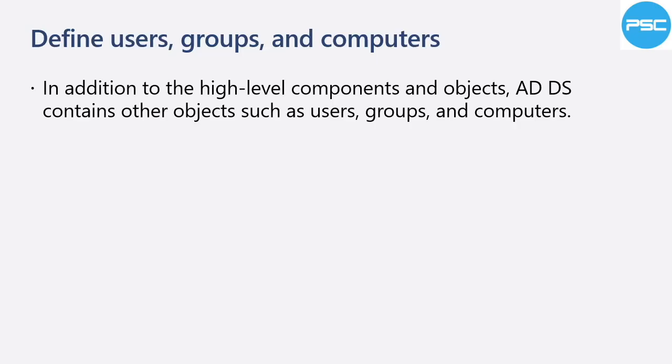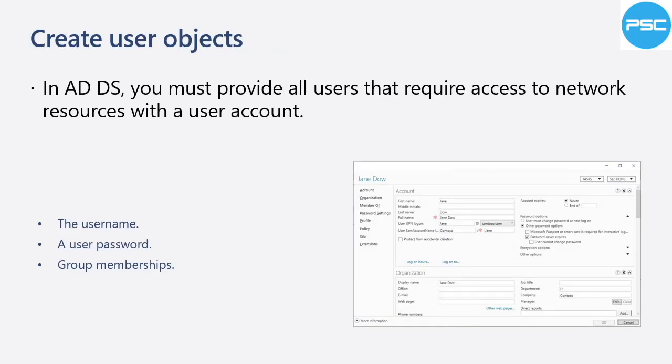Users, groups, and computers are the most basic types of objects stored within ADDS. These objects are also sometimes called security principals. In ADDS, you must provide all users that require access to network resources with a user account. With this user account, users can authenticate to the ADDS domain and access network resources.